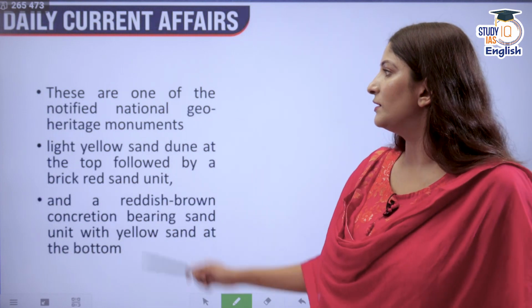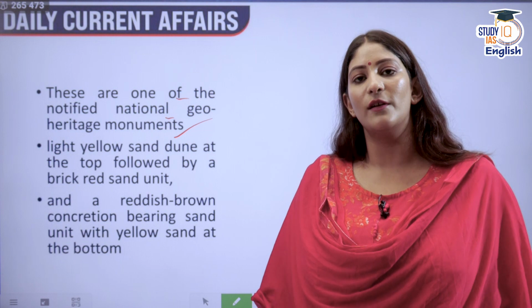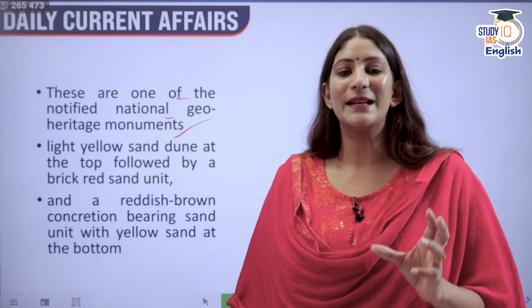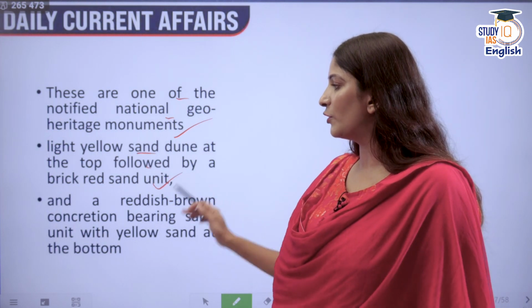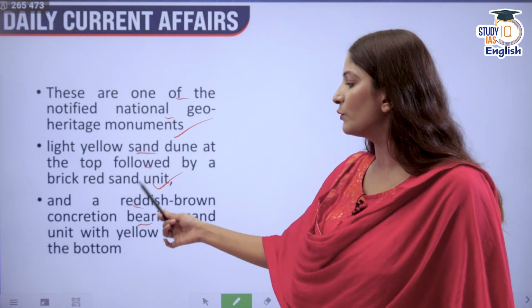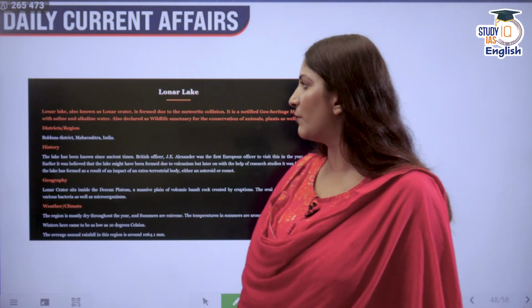Alright, moving on. These are one of the notified National Geoheritage Monuments. Whenever a place becomes a geoheritage monument, it can be maintained and preserved better. It has light yellow sand dunes at the top, followed by a brick red sand unit, and a reddish brown concretion bearing sand unit with yellow sand at the bottom.